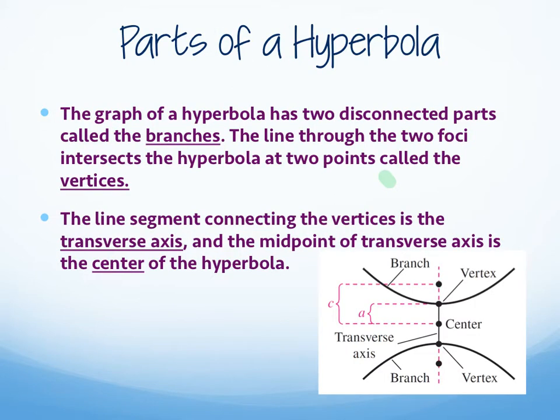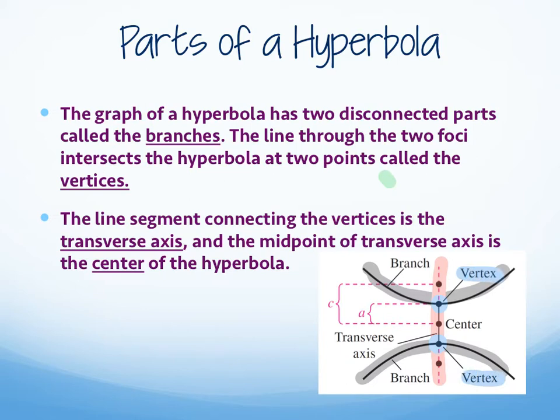So the parts of the hyperbola: the graph of the hyperbola has two disconnected parts called branches. These curves, or parabolas, like we used to call them, are actually called branches. The line through the two foci that intersects the hyperbola at 2 points gives the vertices. So if I were to draw a line through both of these, it would intersect this branch here and this branch here. Those are called your vertices, which again, we kind of used to.